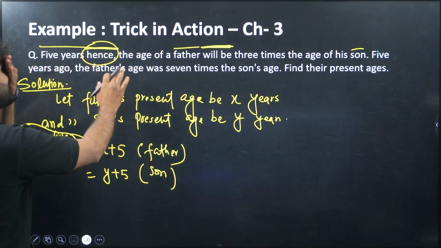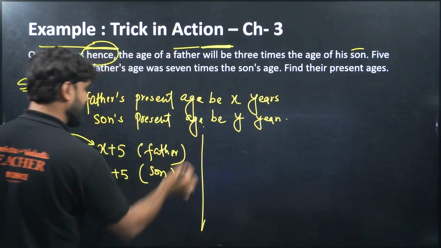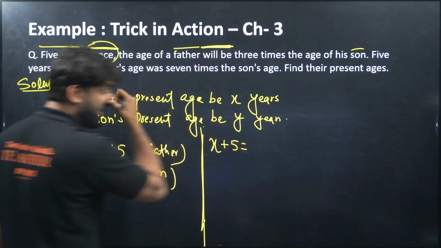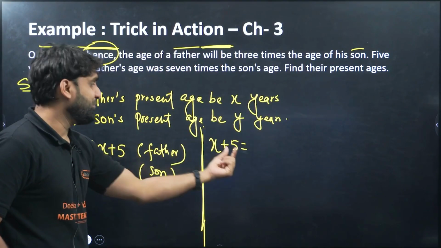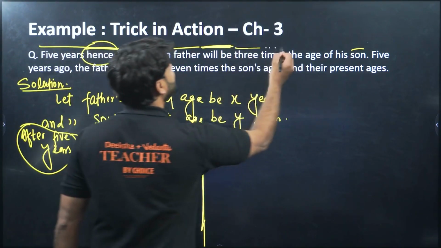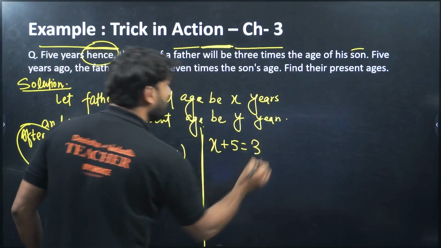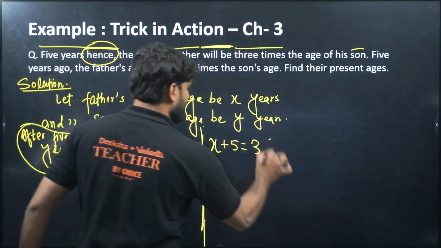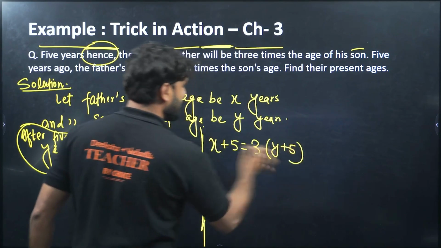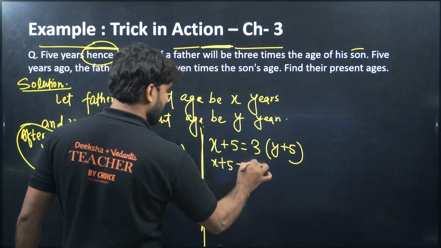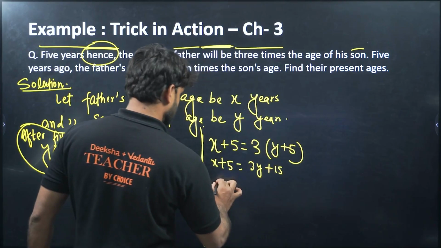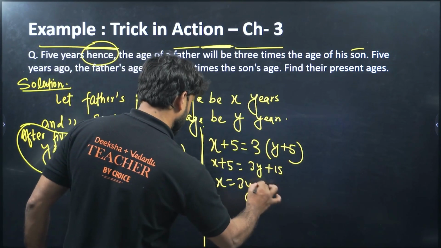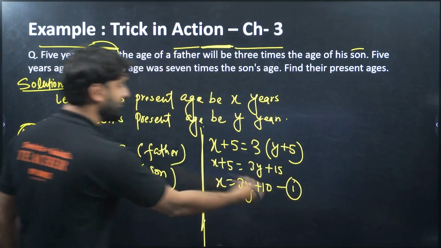Now, 5 years hence, the age of father, which is x plus 5, will be, so I'm putting the equal sign, 3 times, and times means multiply. So 3 into the age of his son, which is y plus 5. So 3 into (y plus 5). Now solving this equation, you have x plus 5 equals 3y plus 15. Now x is equal to 3y, and 15 minus 5 will be plus 10. We have the first equation in terms of x and y.